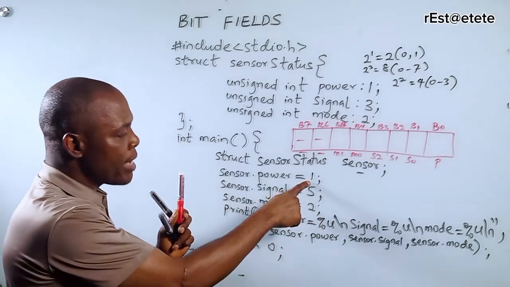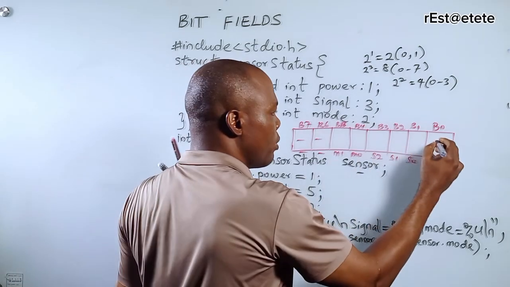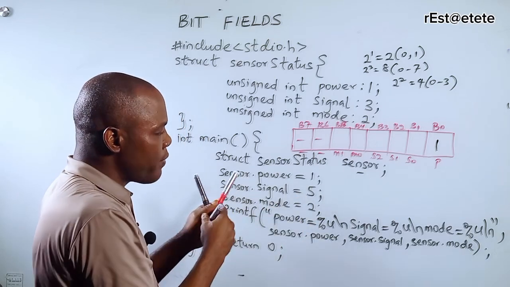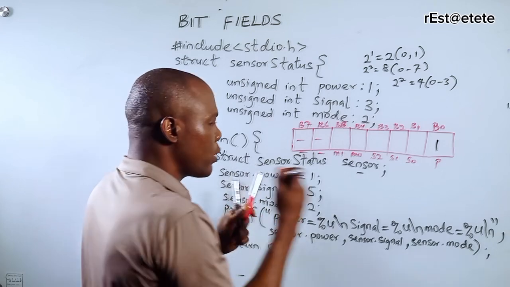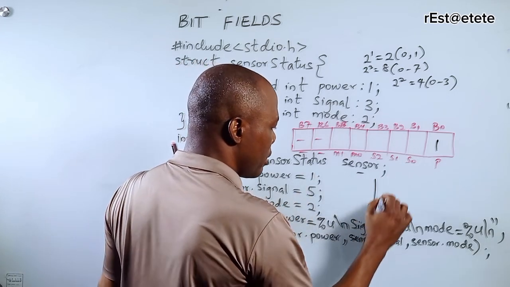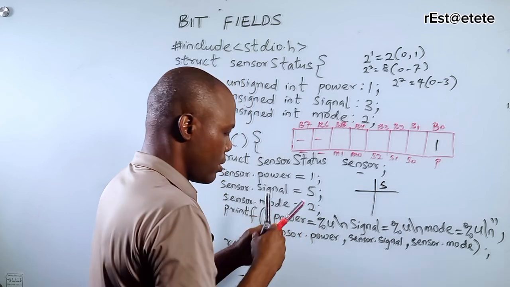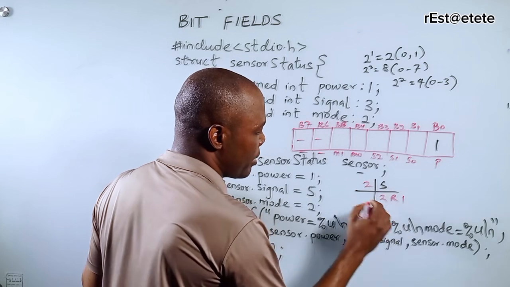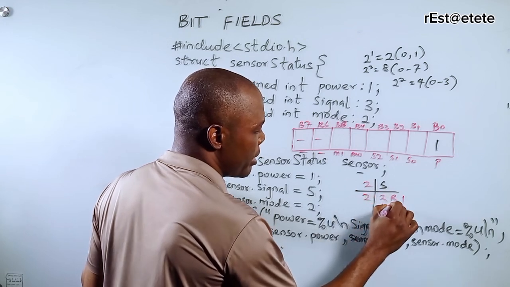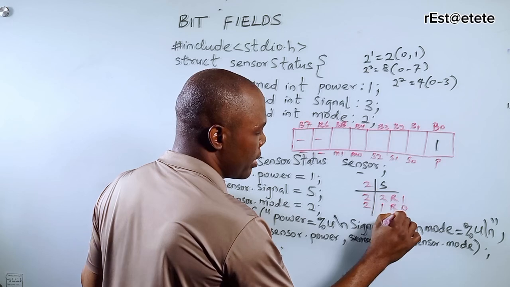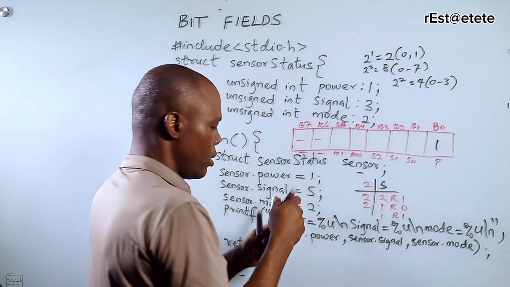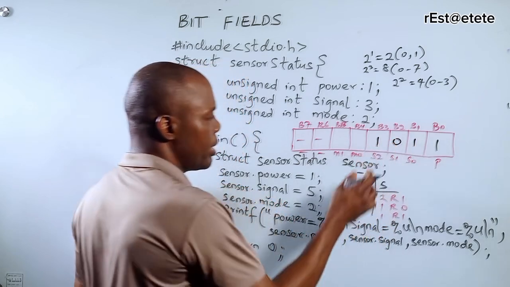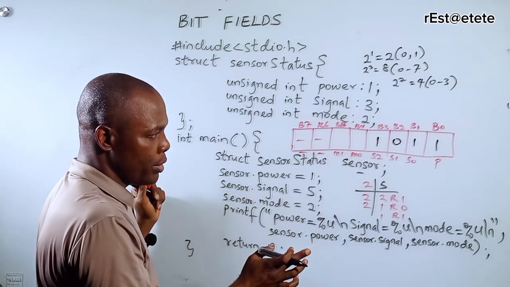Now, since I have supplied 1 here, it means this place will be 1. Then I am supplying 5. If you convert 5 to binary, it will give us what? 101. So 5. Let's use red. 2 goes into 5, 2. Remainder what? 1. 2 goes into 2, 1. Remainder what? 0. 2 goes into 1, 0. Remainder what? 1. So this is 101. So this will give me 1, 0, 1. That is how it's going to store this 5 in the memory.